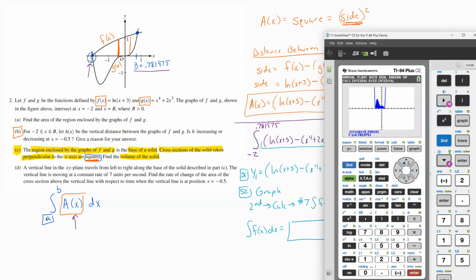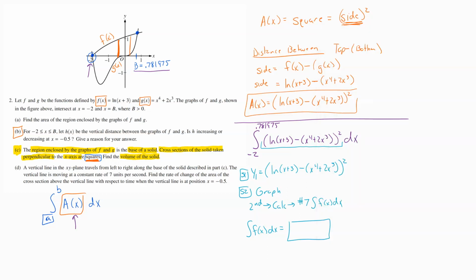5.340. And so normally on the AP Calc test, they kind of want everything to 3 decimal places. So this would be 5.340. So that is our final answer. You could set it equal to it over here.